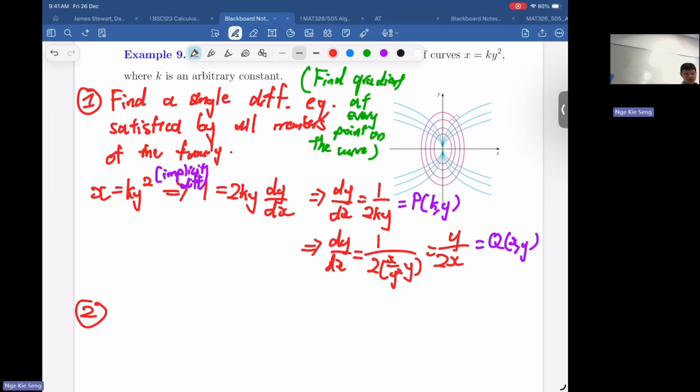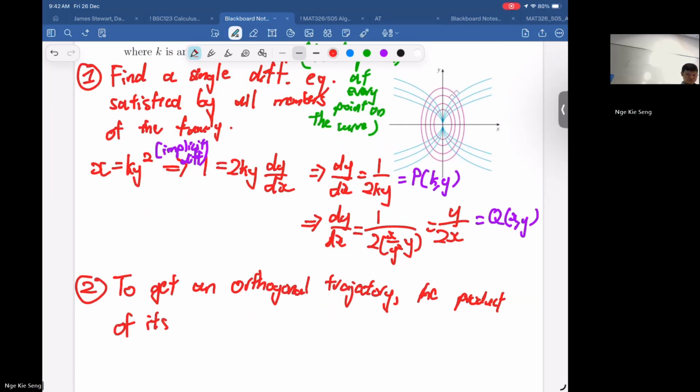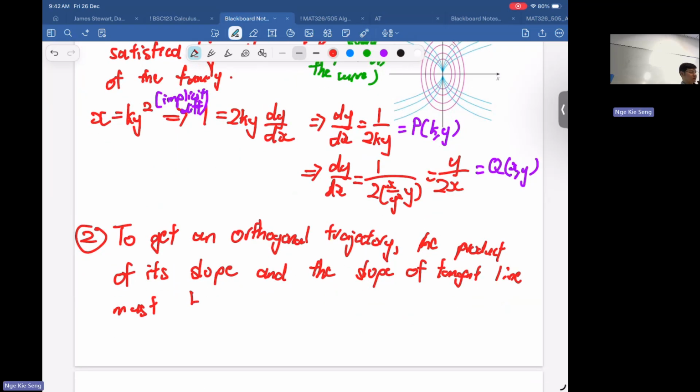So basically, we need to get another gradient of the curve that we want to find, such that the product of this slope here and the slope of the tangent line must be -1. So if two lines are orthogonal, then the product of their gradients has to be -1. So this is our strategy here. What's the new dy dx you need?